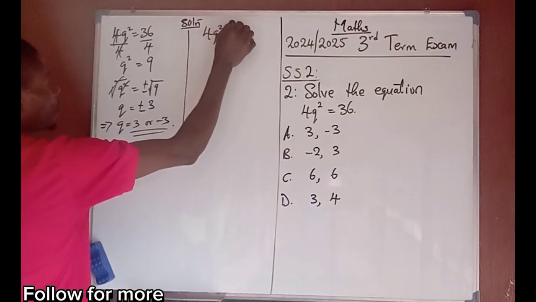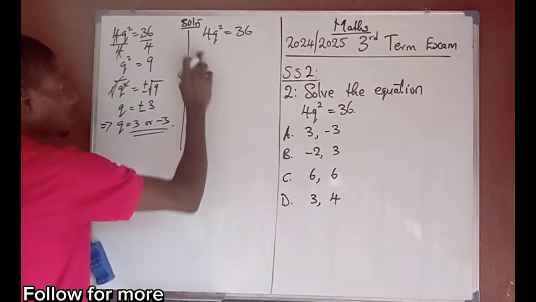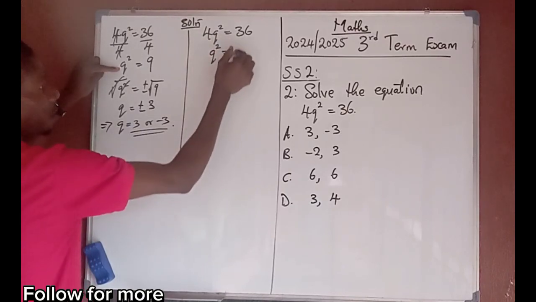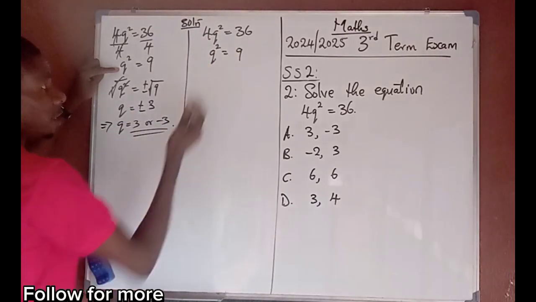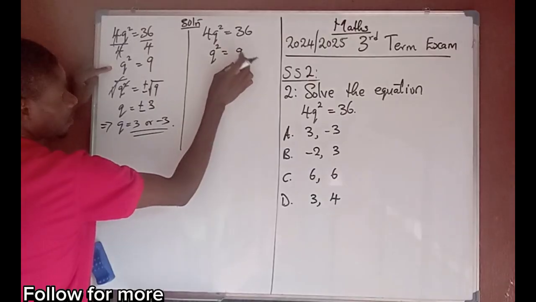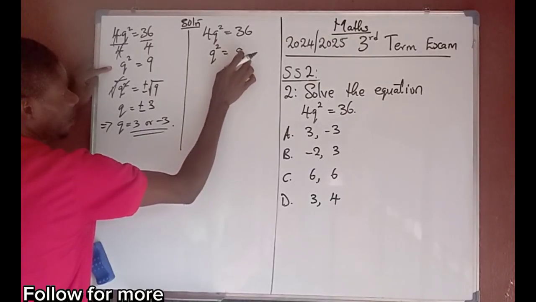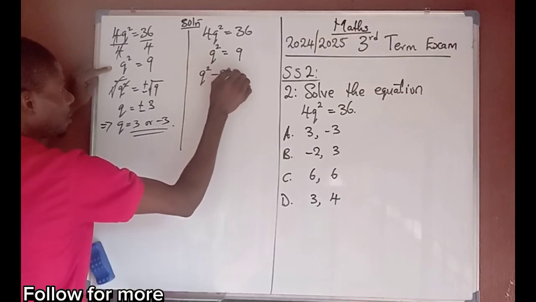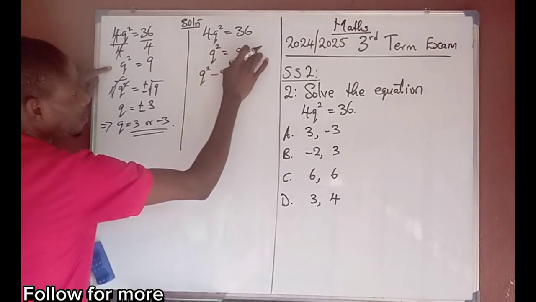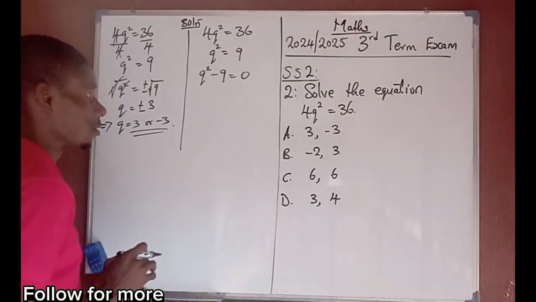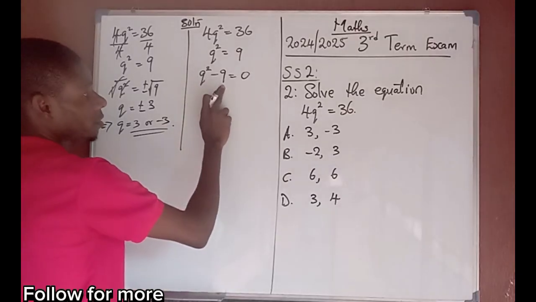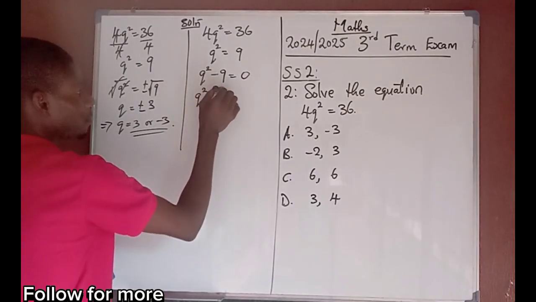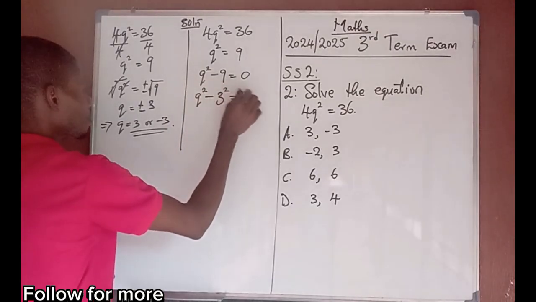All right. Another way is from here, 4q squared equals 36. So let me still divide both sides by 4. If I divide both sides by 4, I will have 9. Let me now shift this negative 9 inside, that would be q squared minus 9 equals 0. Now let me put this in squared form. This can be q squared minus 3 squared equals 0.